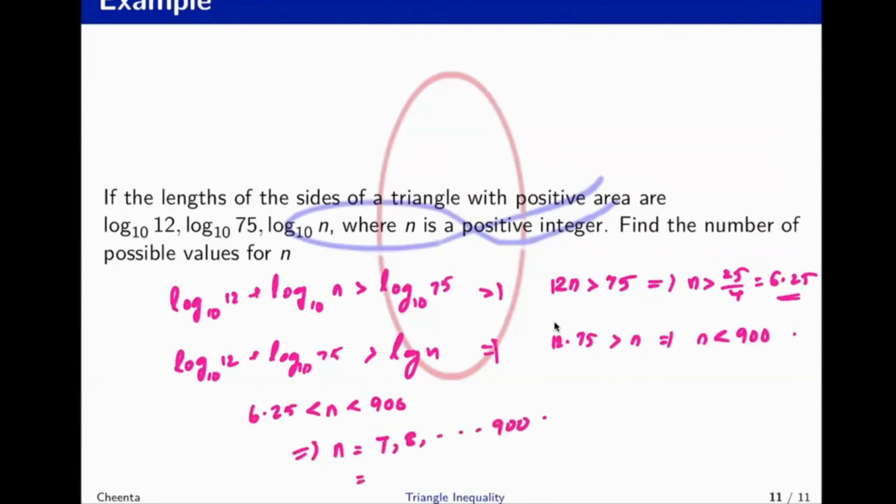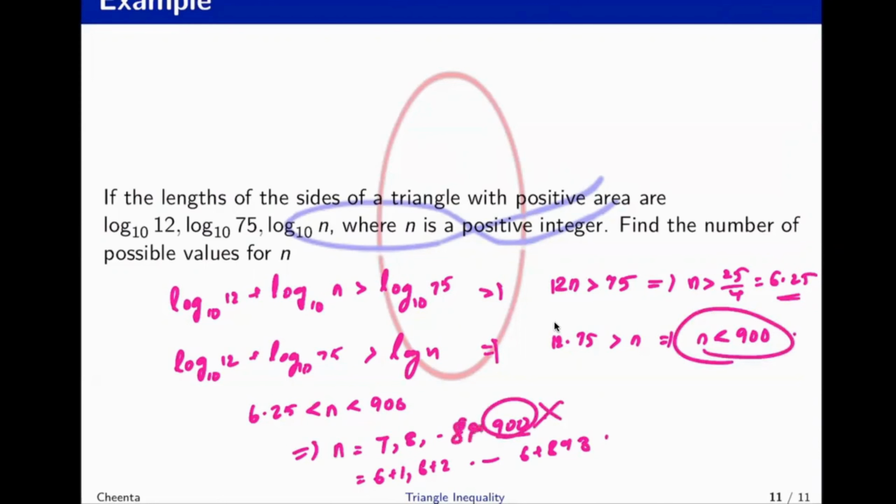So how many values? It is 6 plus 1, 6 plus 2 and so on, 6 plus 893. Since n should not be equal to 900, we have to take values until 899. So 899 is 6 plus 893. So we have 893 possible values of n. So that's it for this video. Let us meet in the next video.